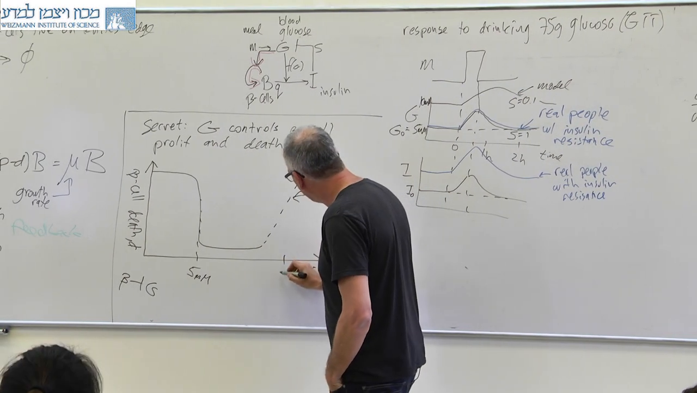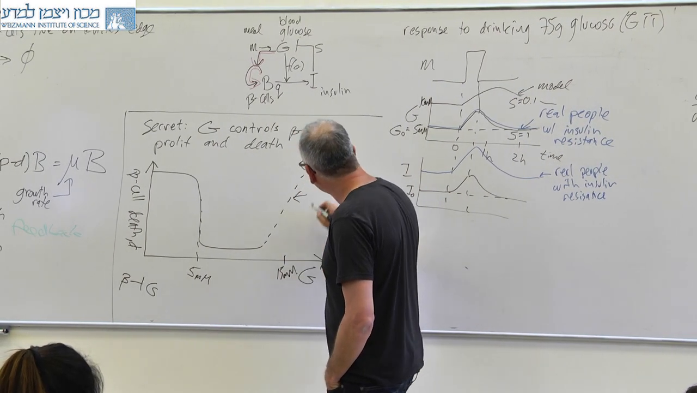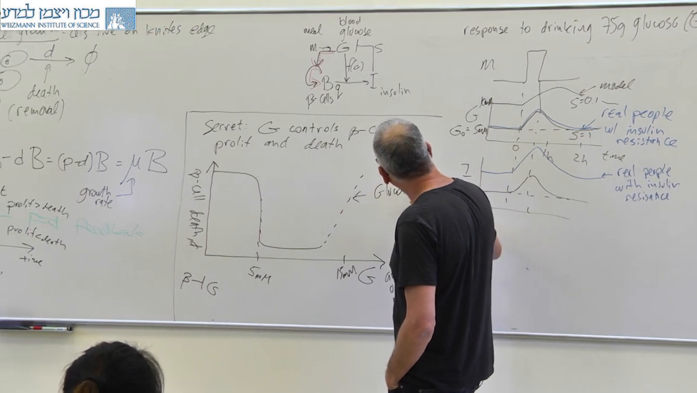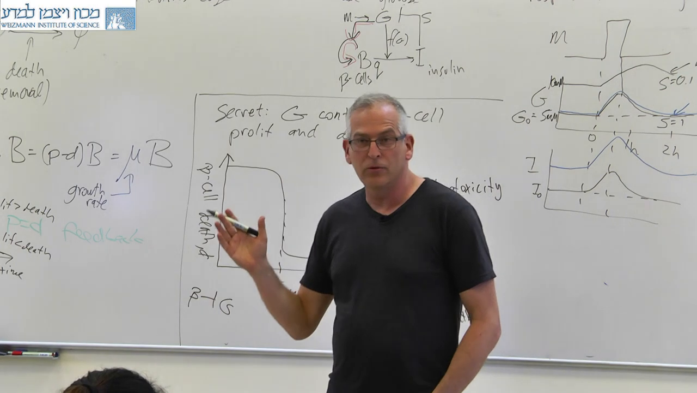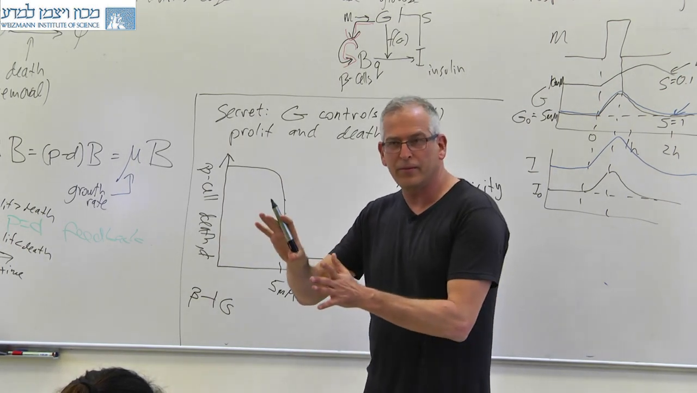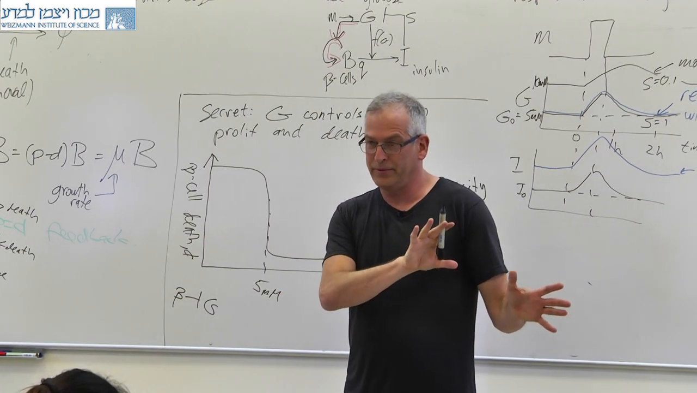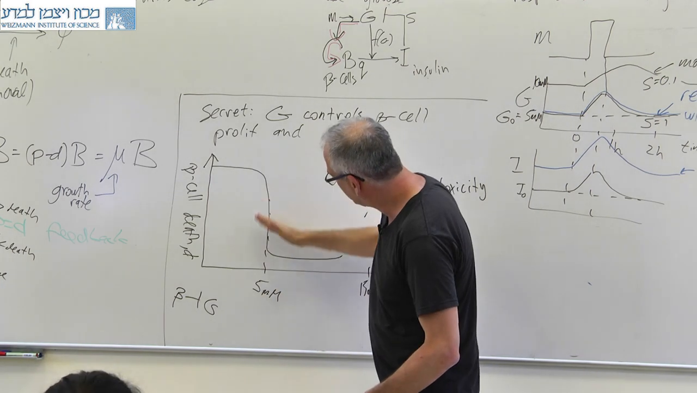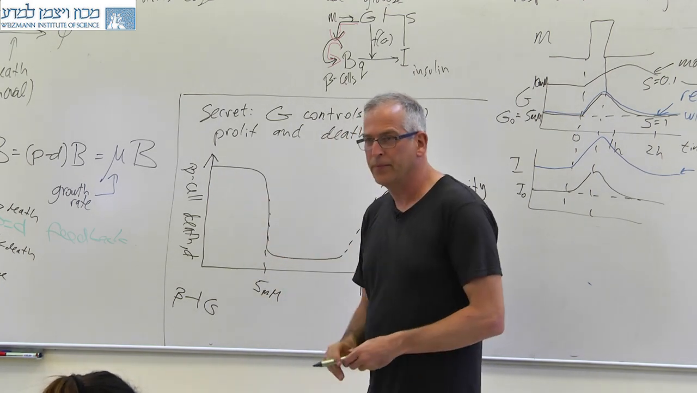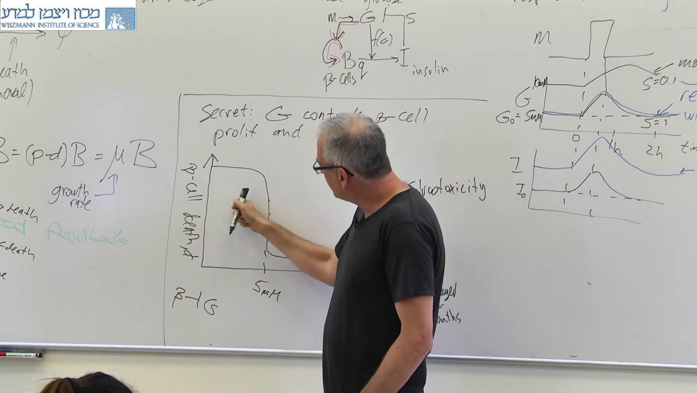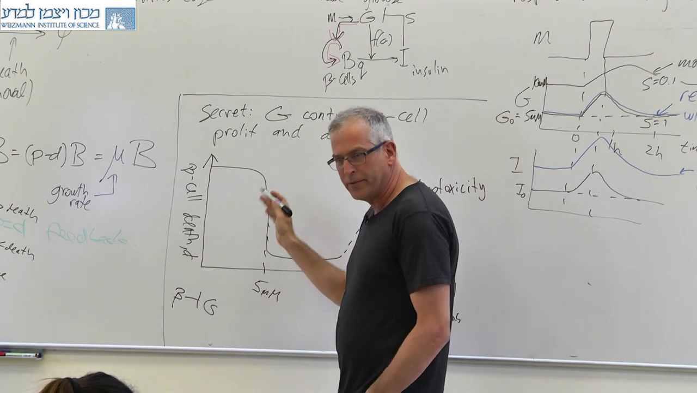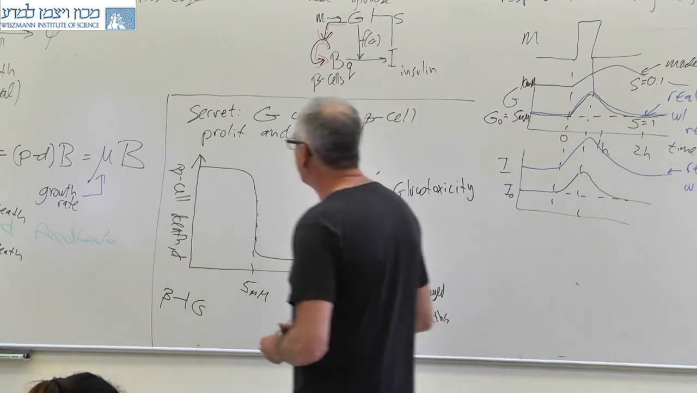Again, let's say around 15, there's something called glucotoxicity, very important for type 2 diabetes, where beta cells die at high glucose again. We're going to ignore that for a second and come back to it later, because it's going to be very important. But right now, I'm just going to talk about this part of the graph. This is like the normal range, 5 millimolar. So beta cell death depends on glucose very sharply. What about beta cell proliferation?